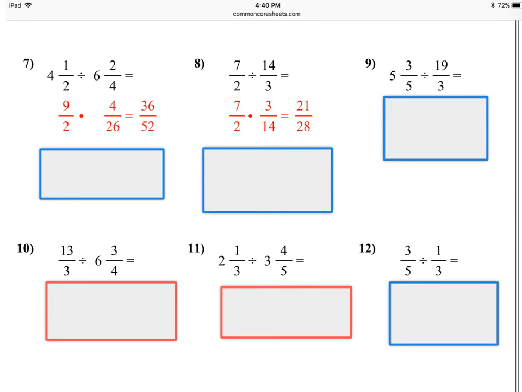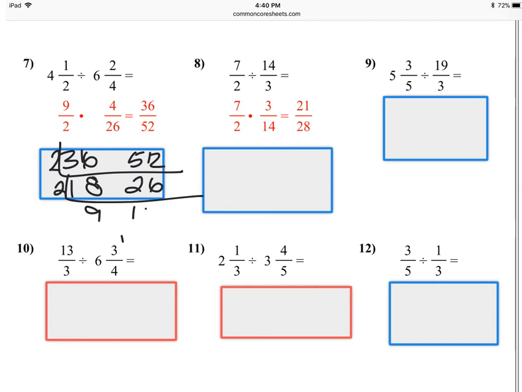Okay, so the reduced answer to this one, once we birthday cake it, 36, 52, we can take a 2 out. 18, 26, can keep going, 2, 9, 13. So the reduced answer should be 9/13. This one here, birthday caked answer should be 3/4.